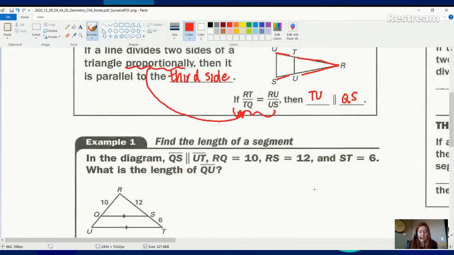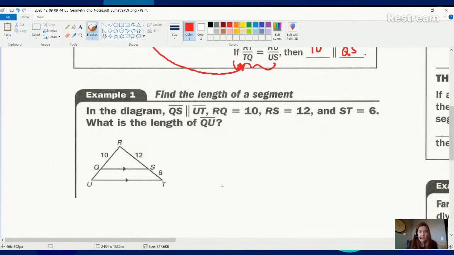Let's do a couple quick examples with that. Example number 1 says, in the diagram, QS is parallel to UT. So they're already telling me that things are parallel, so I know that I'm going to use 6.4 because that tells me some information. Then it says if R to Q is 10 and R to S is 12 and S to T is 6, what is the length of Q to U? So I want to figure out the length of Q to U.